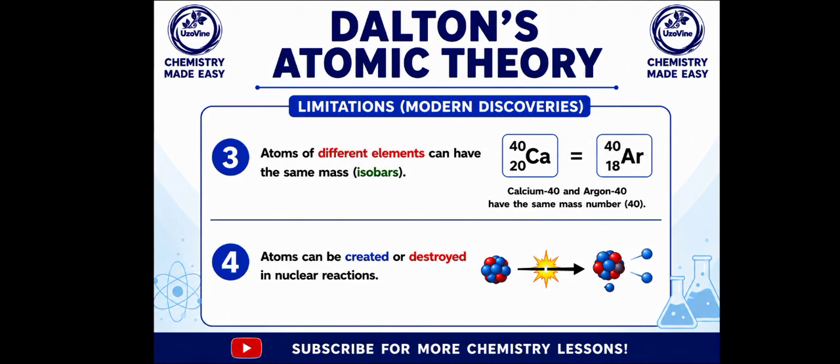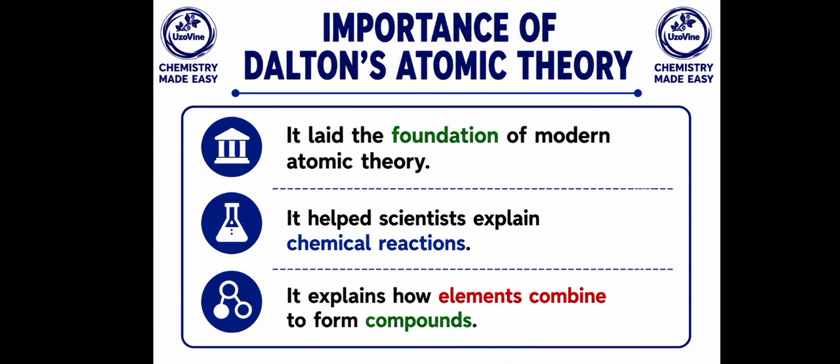Now let's look at the importance of Dalton's atomic theory. Number one importance: it laid the foundation of modern atomic theory. Number two, it helped scientists explain chemical reactions. Number three, it explains how elements combine to form compounds. So, Dalton's atomic theory laid the foundation of modern atomic theory. It helped scientists explain chemical reactions, and it explains how elements combine to form compounds.